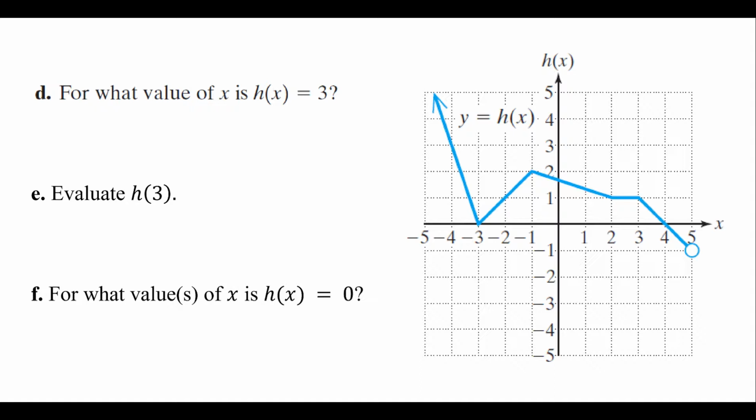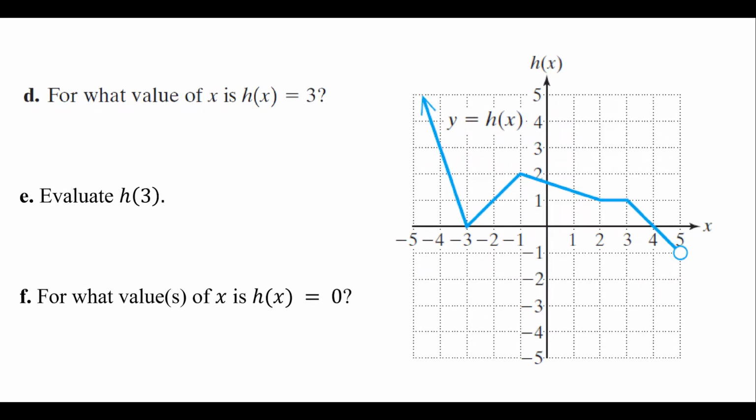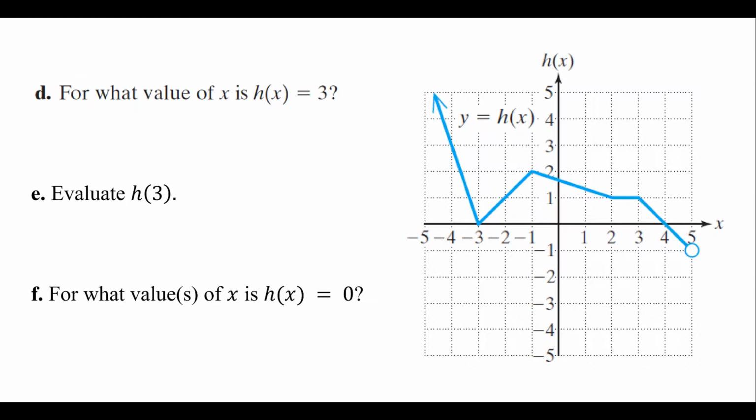We can now do it backwards. So notice for part D, we are given the y value, right? We're given the y value because remember that h of x is the same thing as the y value. So we are given y equals 3. So when y equals 3, what is x? Right? That's what we're asked. So it's backwards than what we did in the previous one.